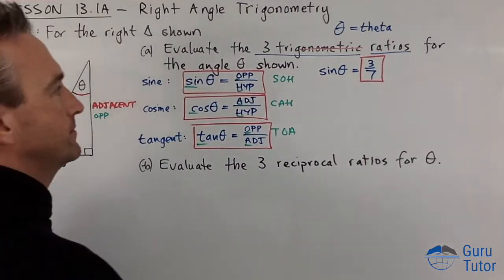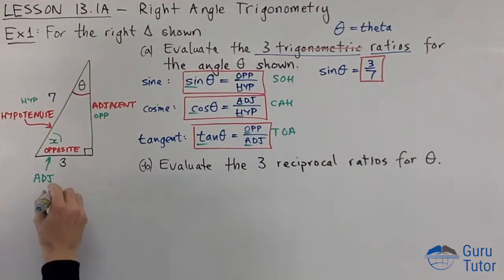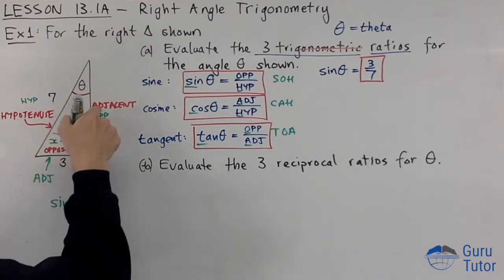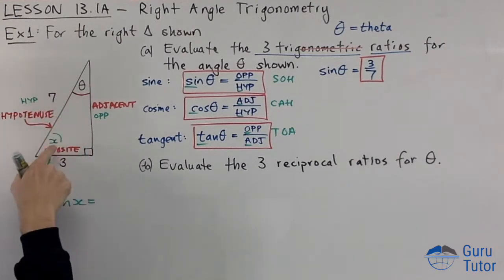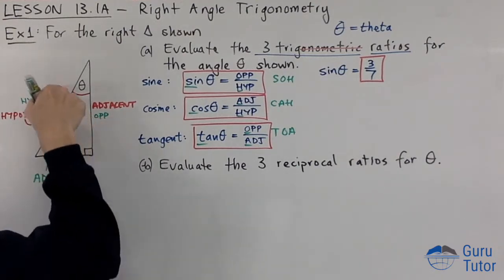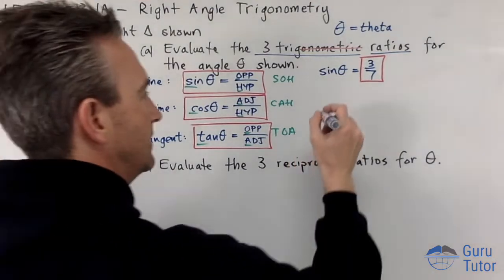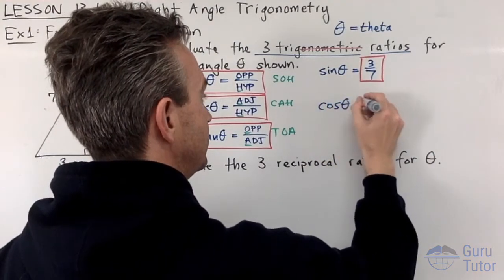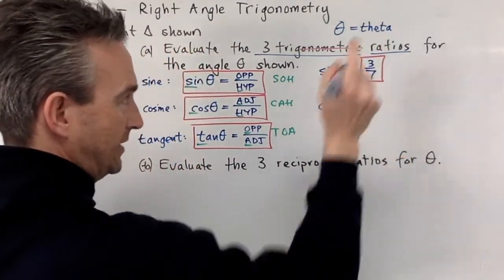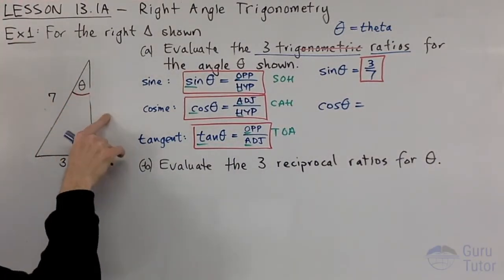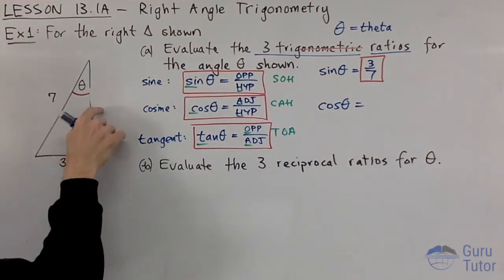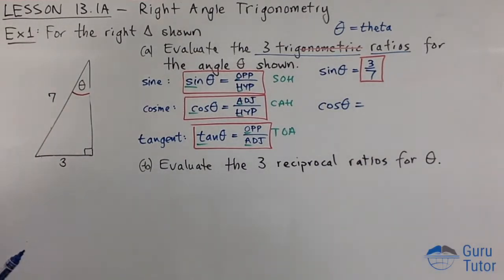And by the way, if I was doing sine x, what would that be? Sine x would be this divided by this. So if it's sine theta, it's that divided by that. But if it was sine x, that would be that divided by that. Cosine, cos theta. So I would like to see the equation, but the actual answer is in the box there. Cos theta is adjacent over hypotenuse. But what's this? We don't know what that is. How are we going to get it?